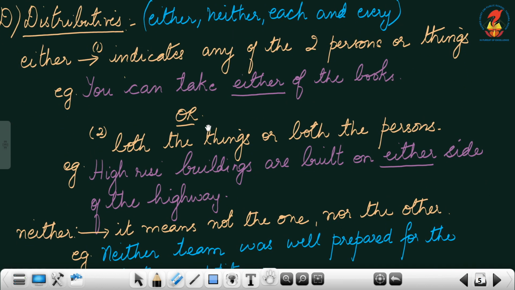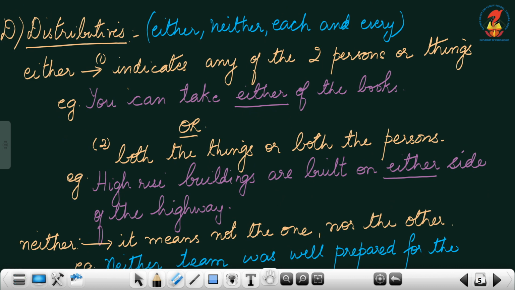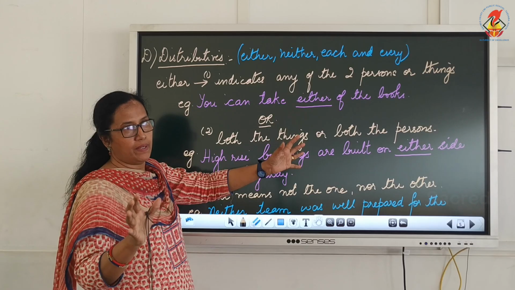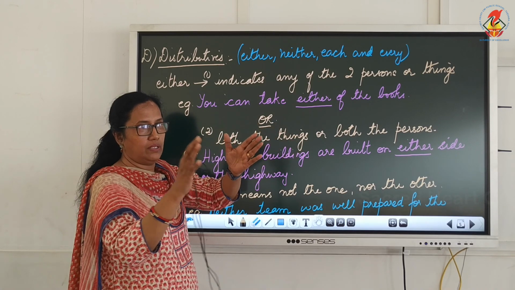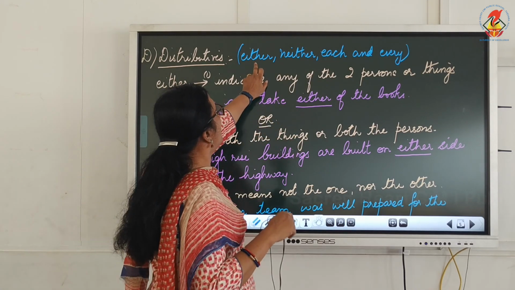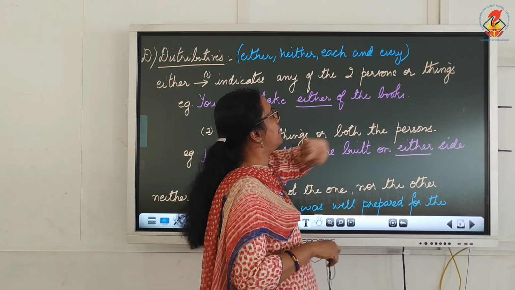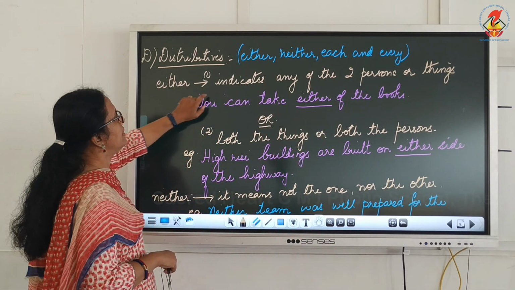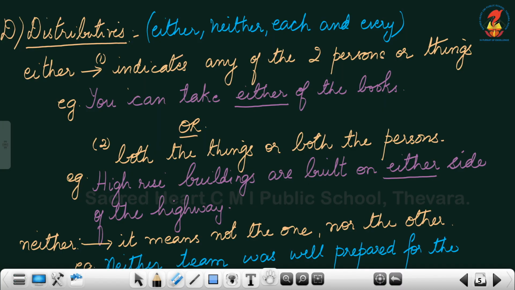Okay, now here we are going to be doing distributives. Now what do you mean by distributives? Distributives are nothing but distributing it to either everybody or to nobody or to each and every person there. So either, neither, each and every. Either indicates any of the two persons or things.